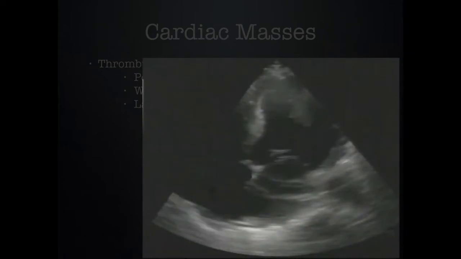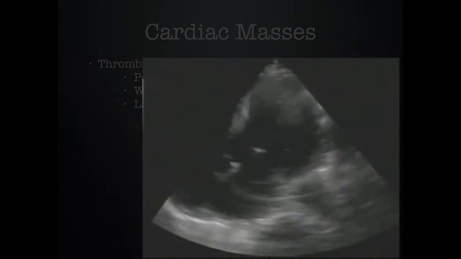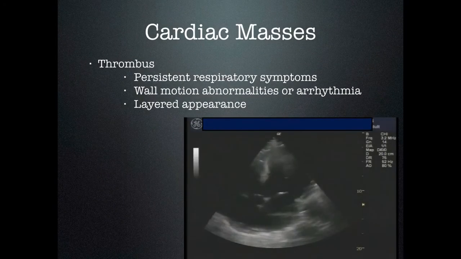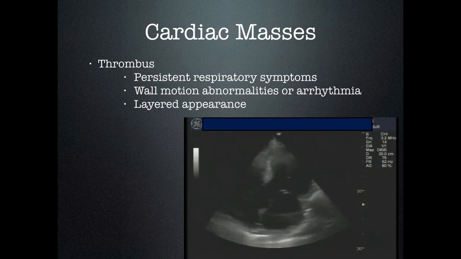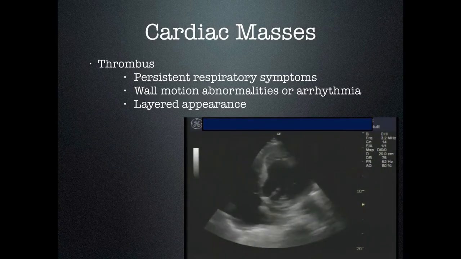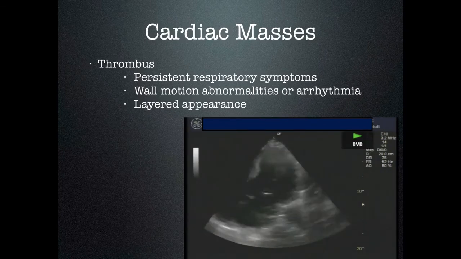It can be difficult sometimes to determine a thrombus from other cardiac entities, but if you can detect it, if you see layering in the walls of the thrombus, then you can feel fairly confident that it's a thrombus. This image doesn't show that, so it's difficult to give you a good idea of what this looks like.